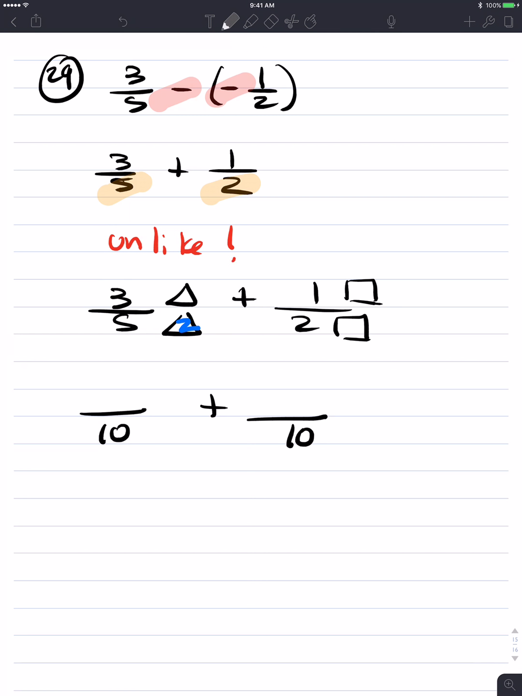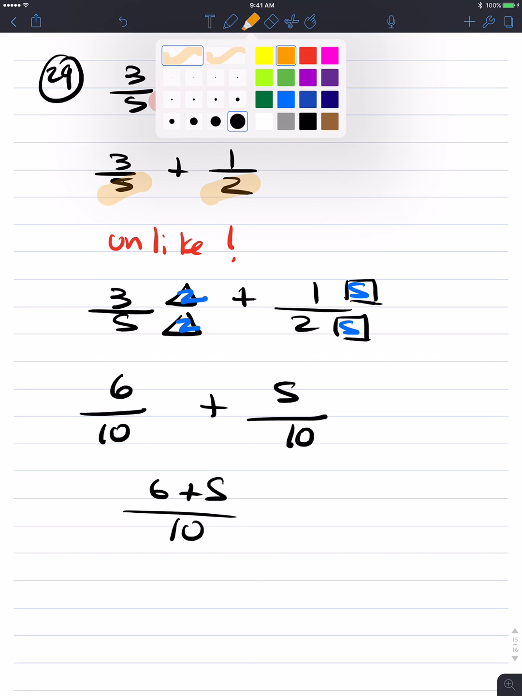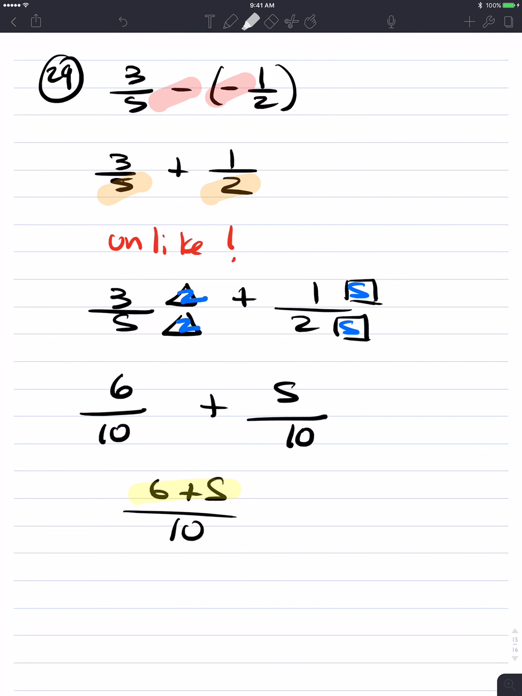So 5 times 2 is 10, and 2 times 5 is 10. So 3 times 2 gives us 6. 1 times 5 is 5. We're going to write this as 6 plus 5 over the 10. We're going to add our numerators. We get 11 over 10. And we're done. Number 31.